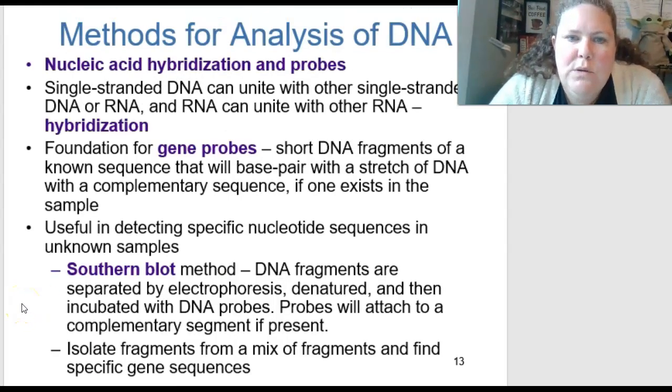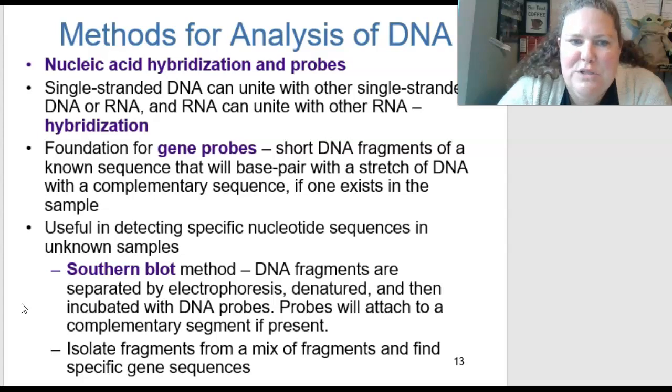So looking at more of these methods for analysis, we have nucleic acid hybridization and probes. This is when single-stranded DNA can unite with other single-stranded DNA or RNA, and RNA can unite with other RNA, and this is called hybridization. And so this is what we use for the foundation of gene probes. These are short DNA fragments of a known sequence that will be base paired with a stretch of DNA from a complementary sequence, if one exists in the sample. This is useful in detecting specific nucleotide sequences in unknown samples.